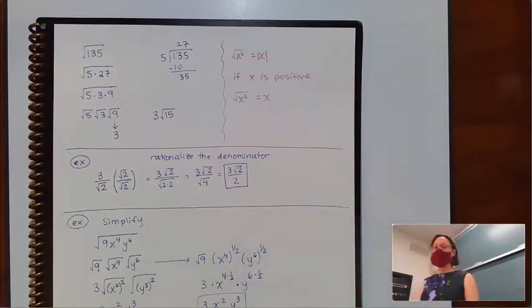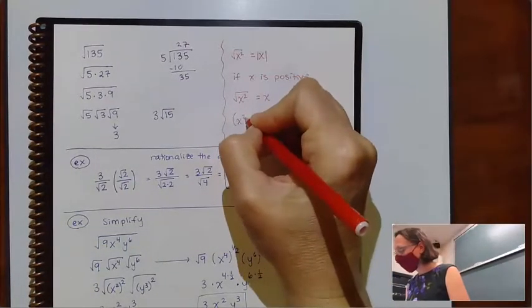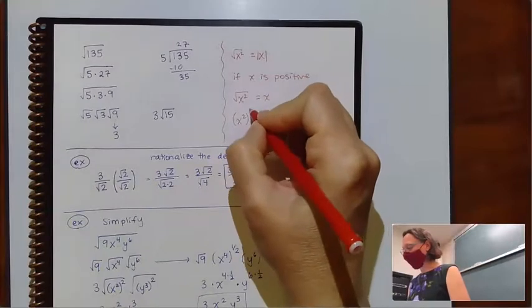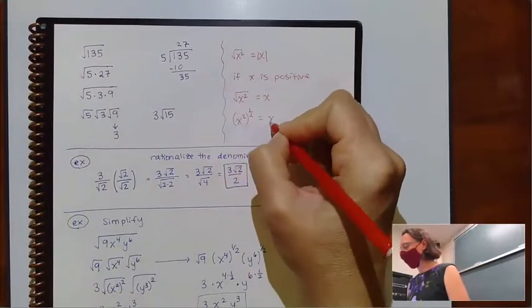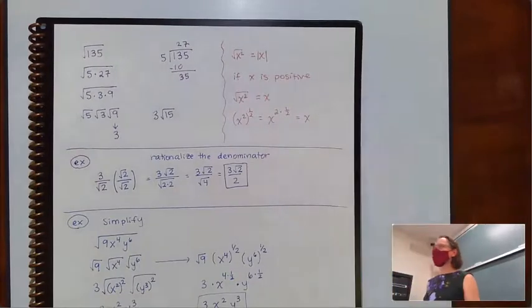And by the way, that's happening because if we think about this with our fraction exponents, if I have x squared to the 1/2, that's x to the 2 times 1/2, which is x to the first. So I happen to like fraction exponents.